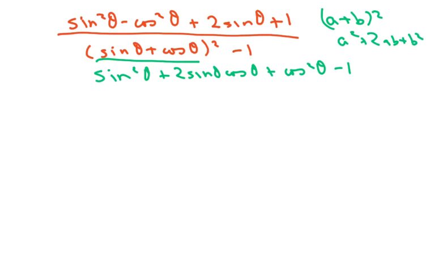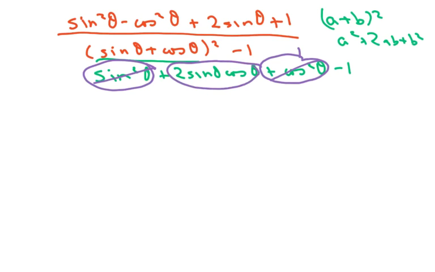Now let's just look at this. We know that sine squared theta plus cosine squared theta is 1. So basically what you're going to get is these cancel out, and that gives you 1. And 1 minus 1 is 0. So we're left with this in the denominator.